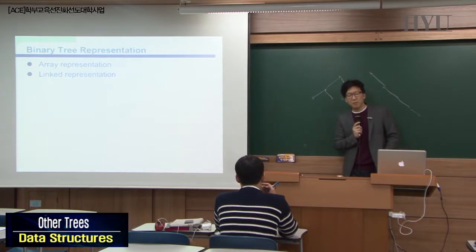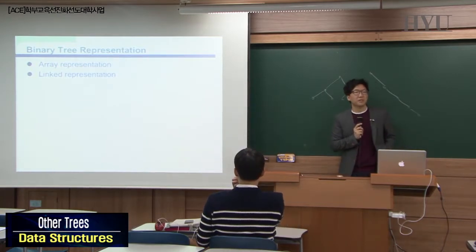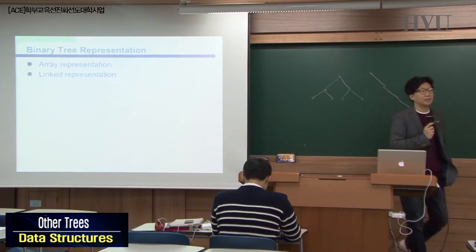So I'm going to skip to the binary tree representation. How do you represent that in an array and a linked list representation?